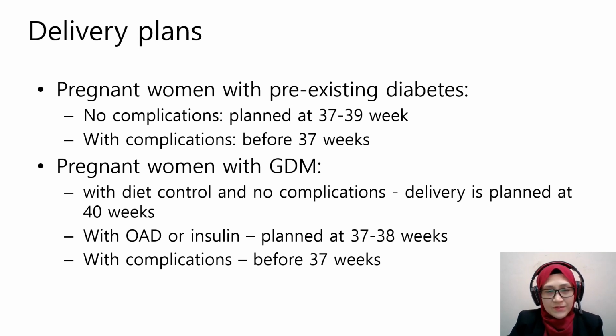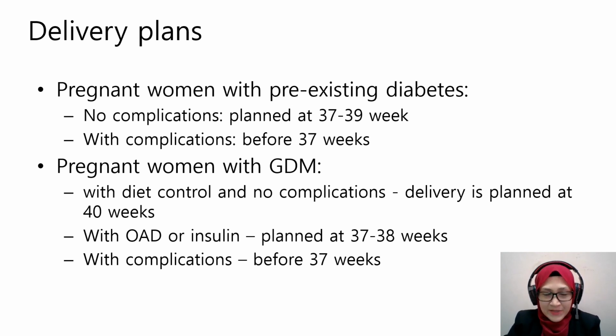And also you have to take into account one of the monitoring for pregnant women with any problem, which is the delivery plan. Because in the end pregnancy is only temporary, so in the end it will end up with delivery. For pregnant women with pre-existing diabetes without complication, she can be planned at 37 to 39 weeks. But if she had a complication, it needs to be earlier, so before 37 weeks.